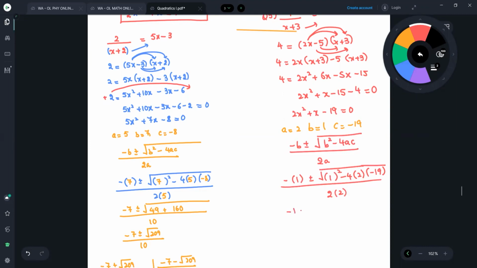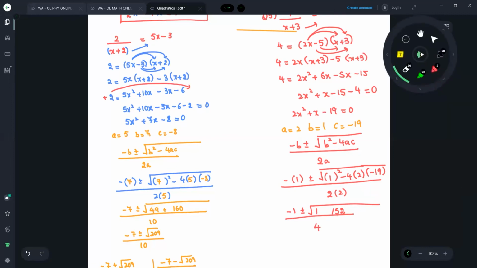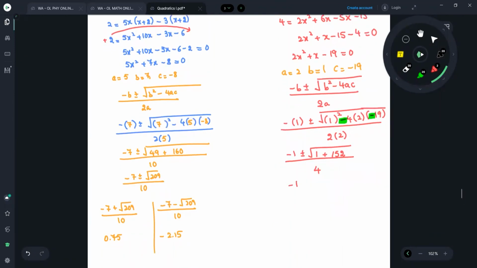Yes. It's going to be minus 1 plus minus square root of 1 squared is 1, minus 4 into 2 into minus 19. On the calculator, please. Is it 152? 152. Now, I'm confused about putting the sign. Is this a positive sign or a negative sign? Positive. Why? Because you see two negatives here, a minus sign here and a minus sign here. Next, it's going to be minus 1 plus minus square root of 153 over 4. Yes or no? 153. Yes.